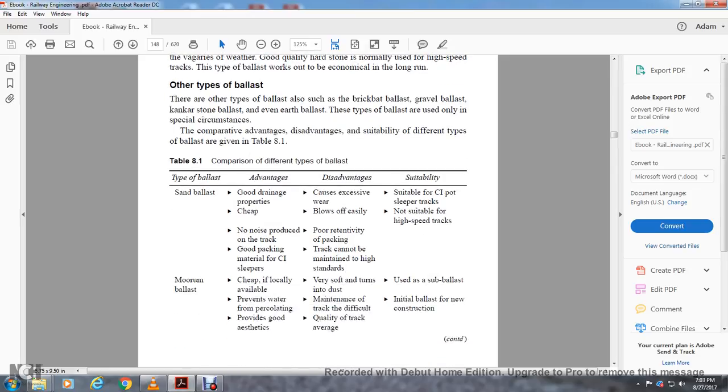Moorum ballast. Advantages: cheap if locally available, prevents water from percolating, provides good aesthetics. Disadvantages: it is soft, turns into dust, and maintenance of the track quality is difficult with the traffic.